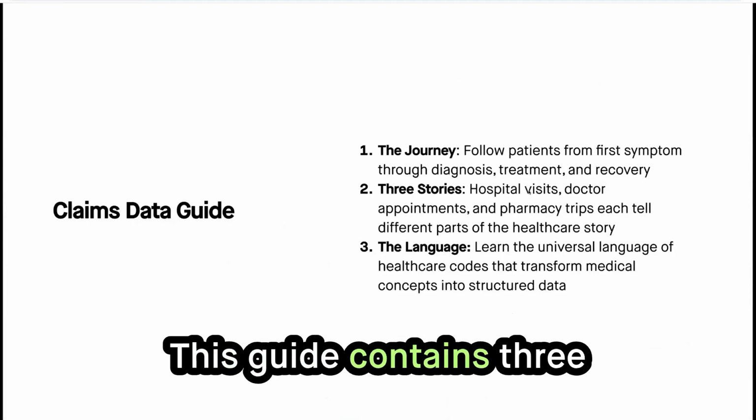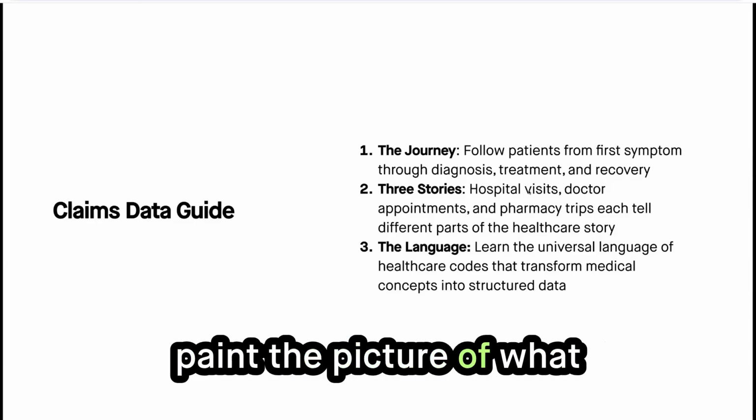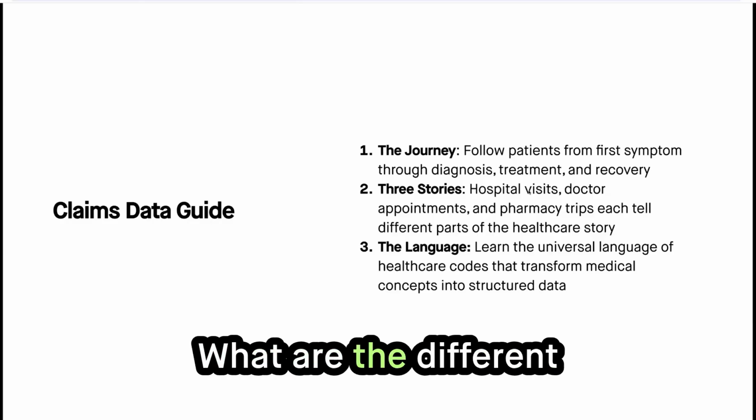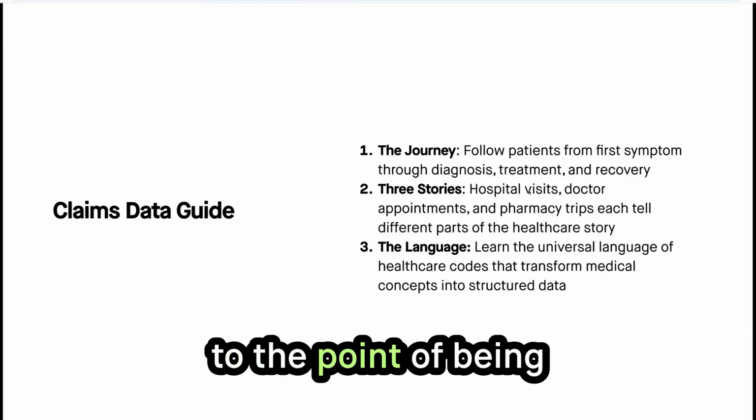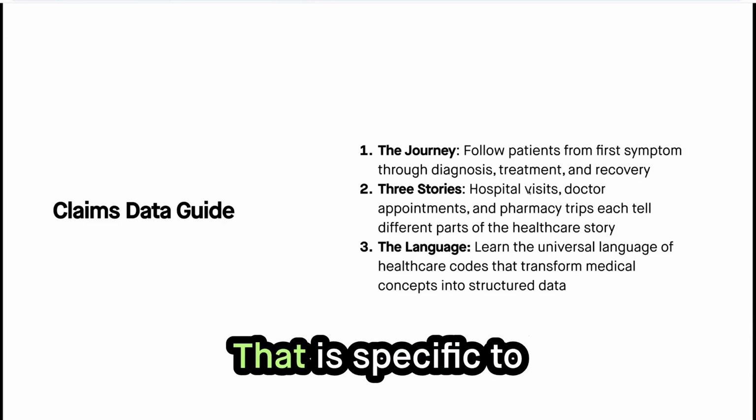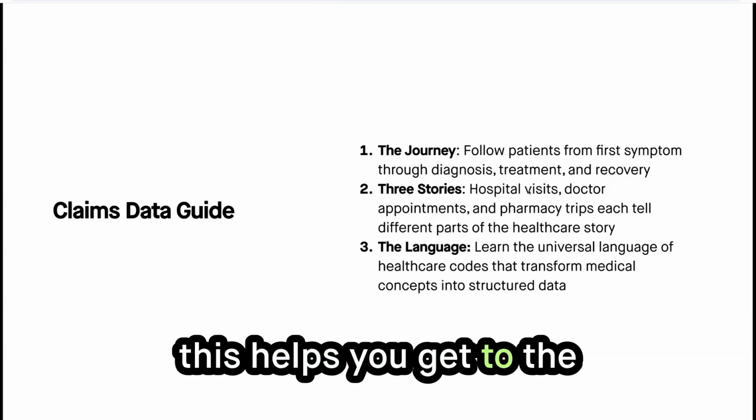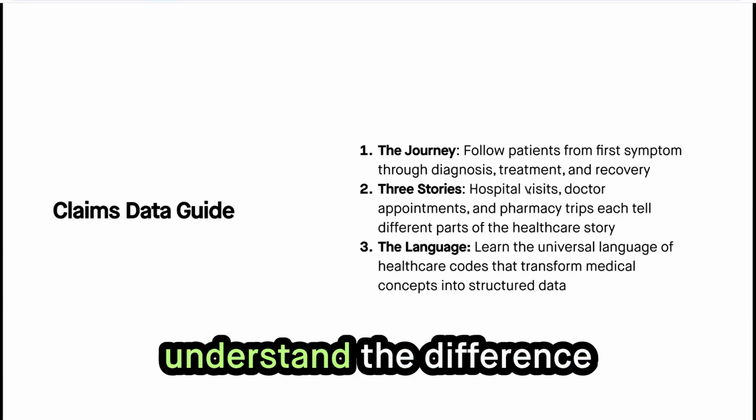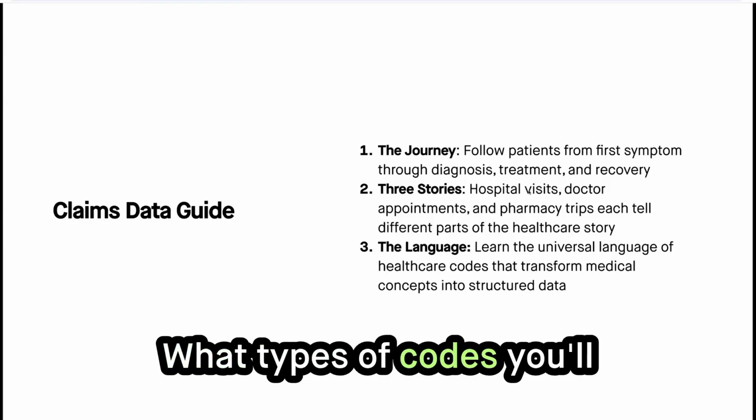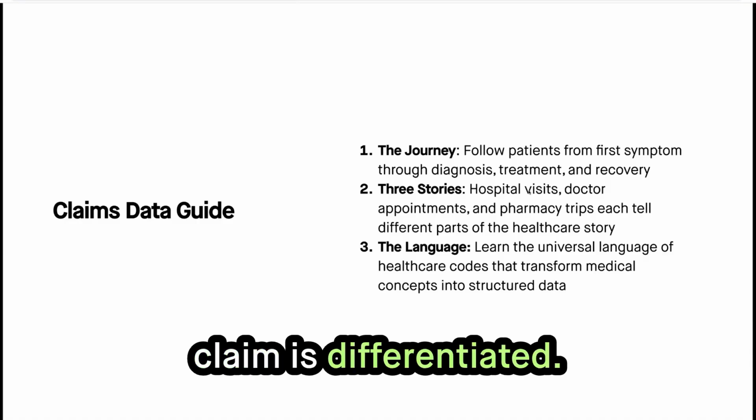So this guide contains three broad components that help paint the picture of what is claims data, what is it useful for, how is it coded, what are the different types, that lead you up to the point of being able to then consume reference documentation that is specific to the explanation of benefit resource. And basically, this helps you get to the point where, yes, you can understand the difference between an institutional and a professional claim. What types of codes you'll see in either one, for example, or how a pharmacy claim is differentiated.